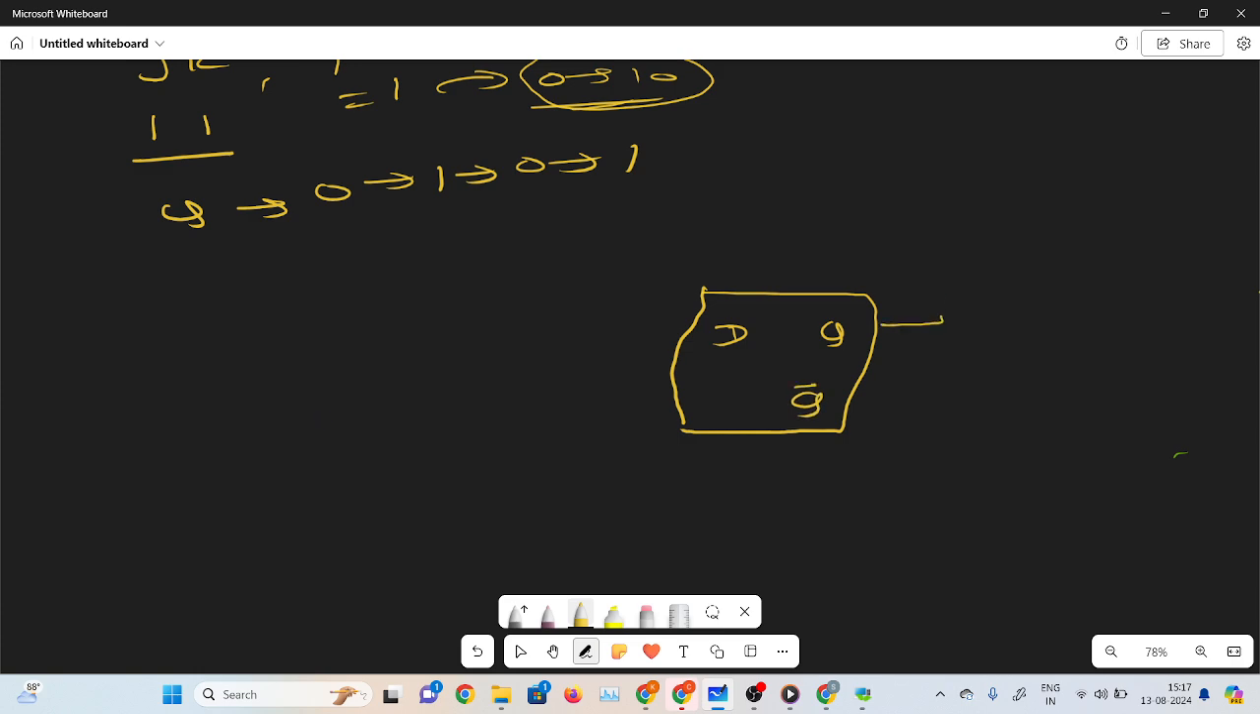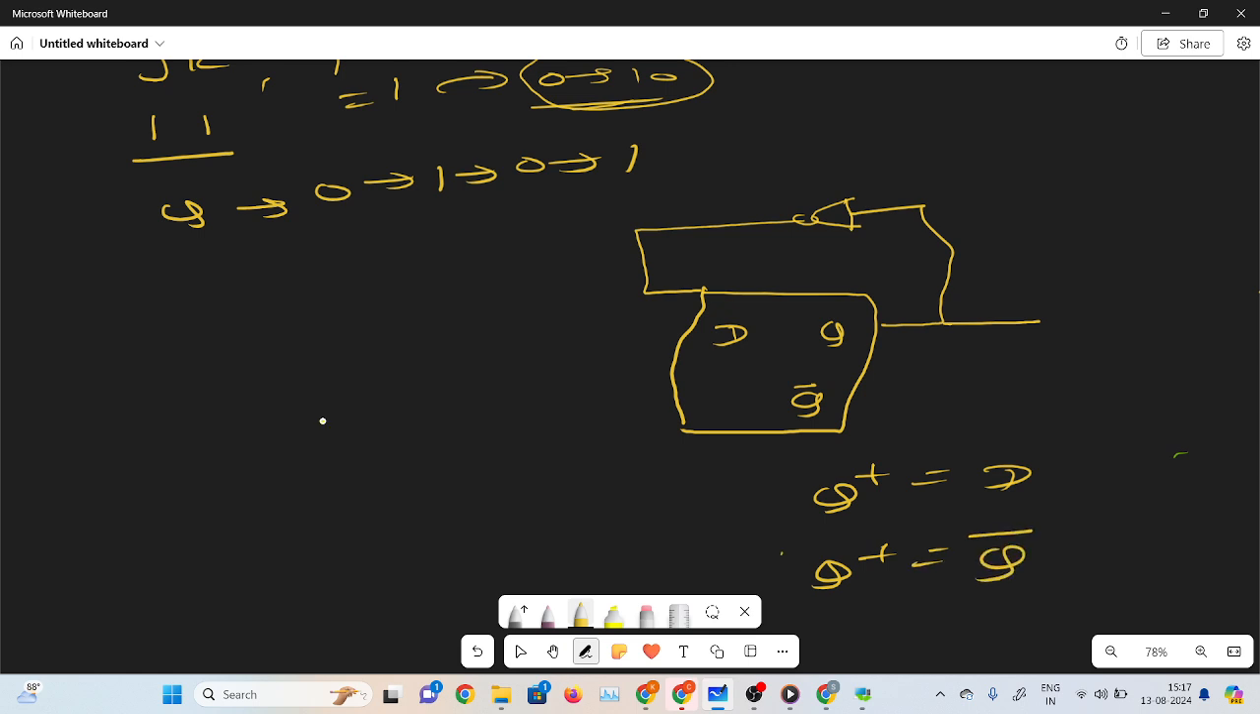But here I will convert this D flip flop into the toggle mode. So the next state Q plus is equal to D, but D is connected to the Q bar. So Q plus is equal to Q complement. So this is the equation of the toggle mode.